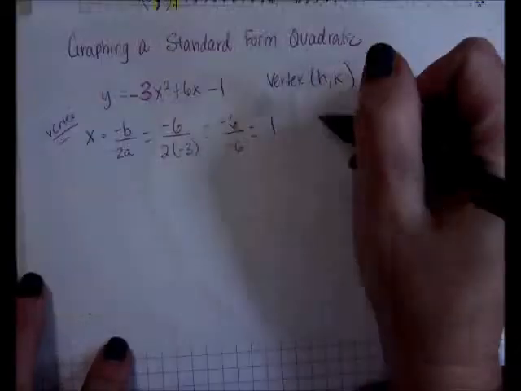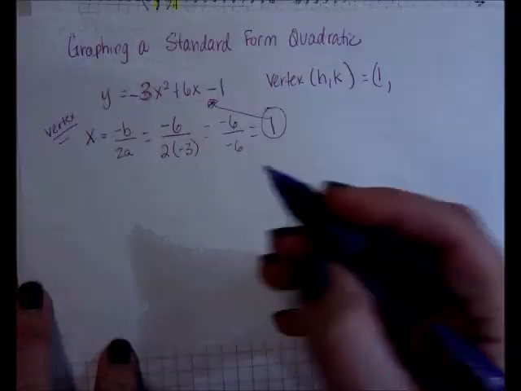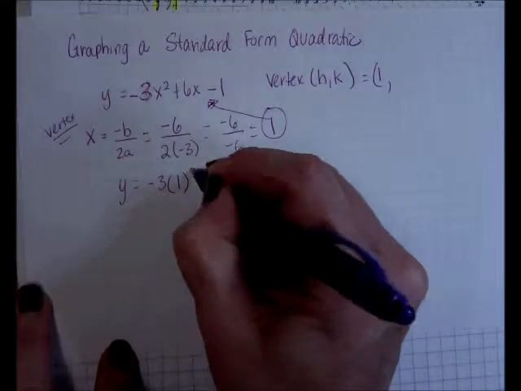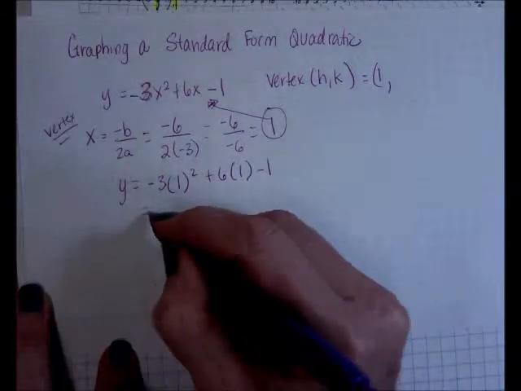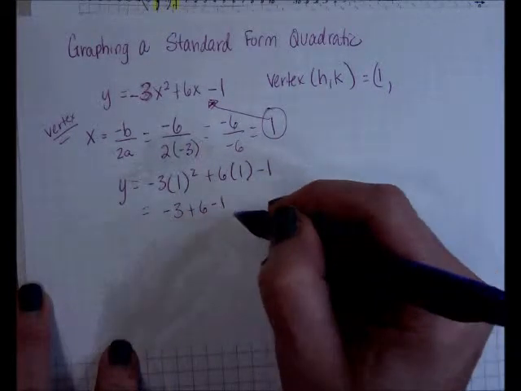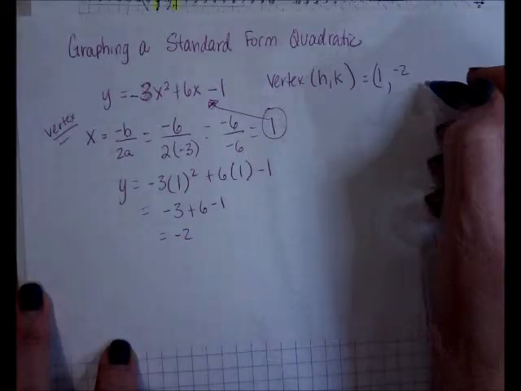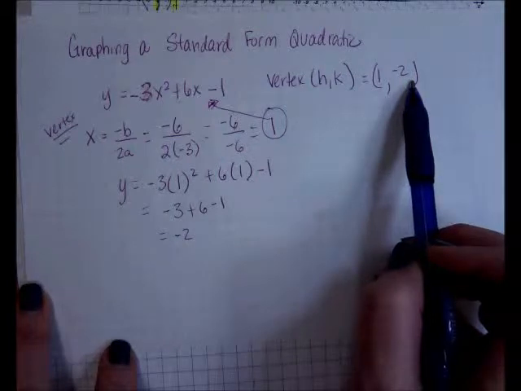Once I have my h value, I can plug my x value into my original quadratic equation. So in this case, y is equal to negative 3 times 1 squared plus 6 times 1 minus 1. And so it's going to be negative 3 plus 6 minus 1. And that final answer is going to be negative 2. So my k value is negative 2.